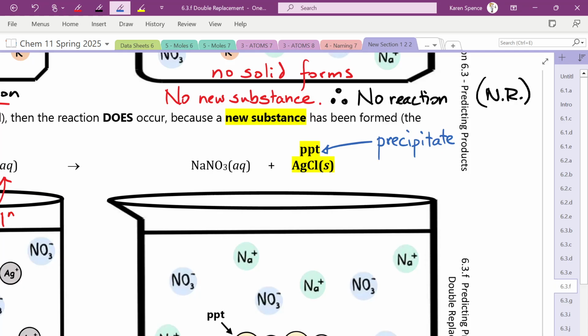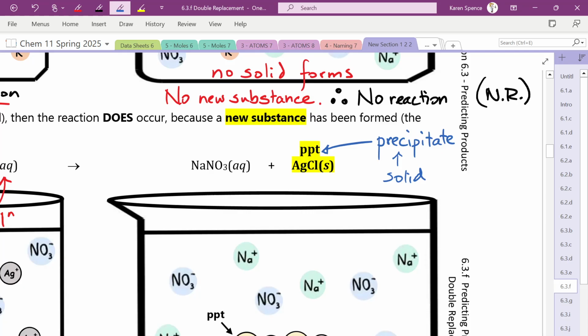So this precipitates out of solution. It falls out of solution, just like rain falls from the sky. Precipitation falls from the sky. The precipitate falls out of solution. Okay? And the precipitate is the solid.